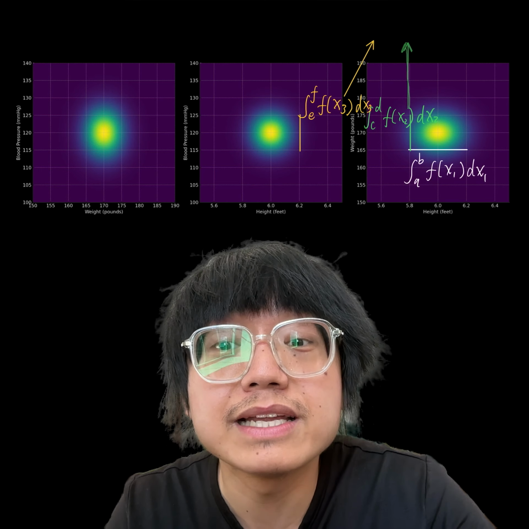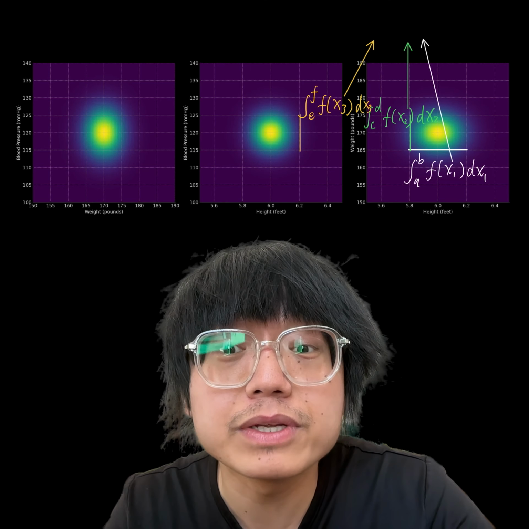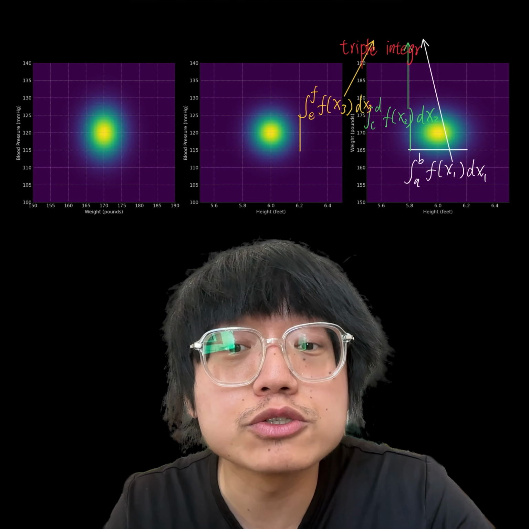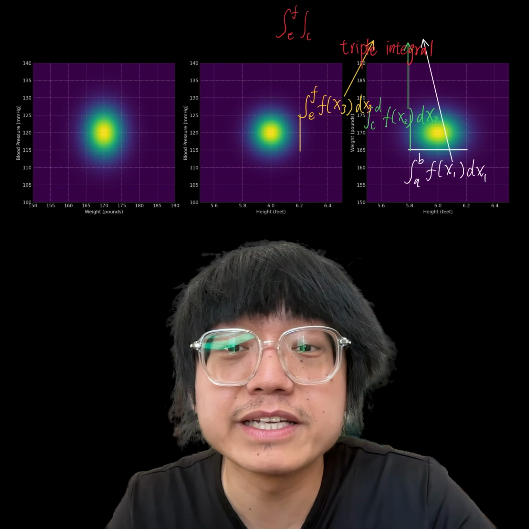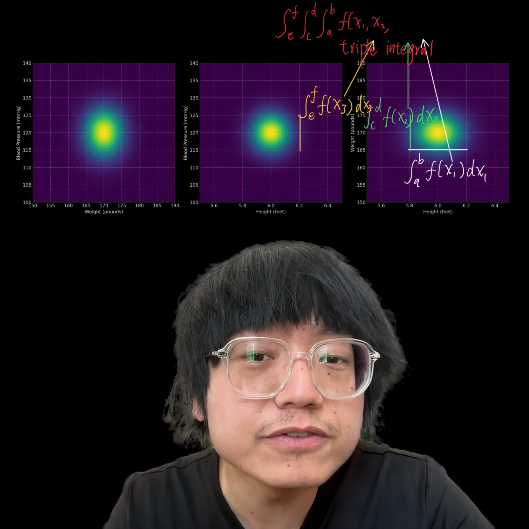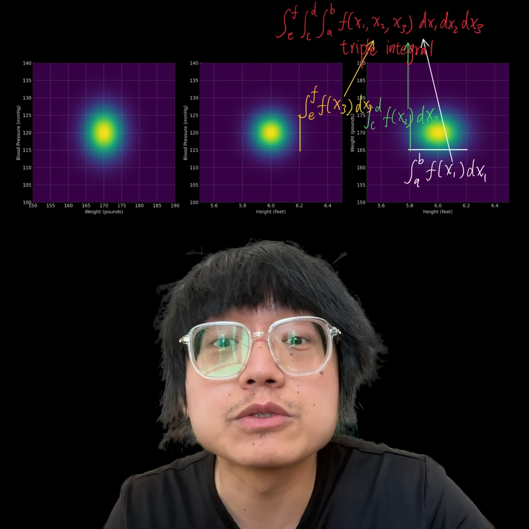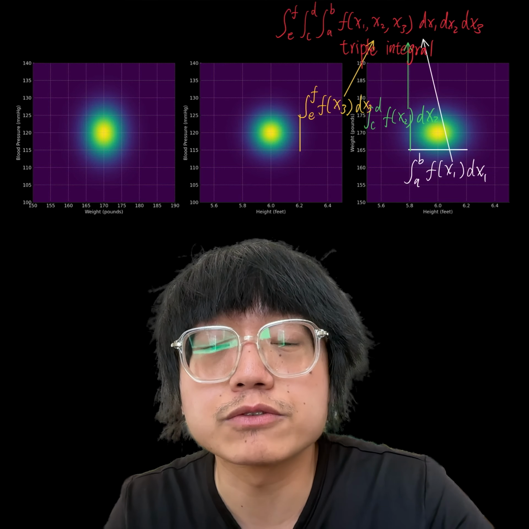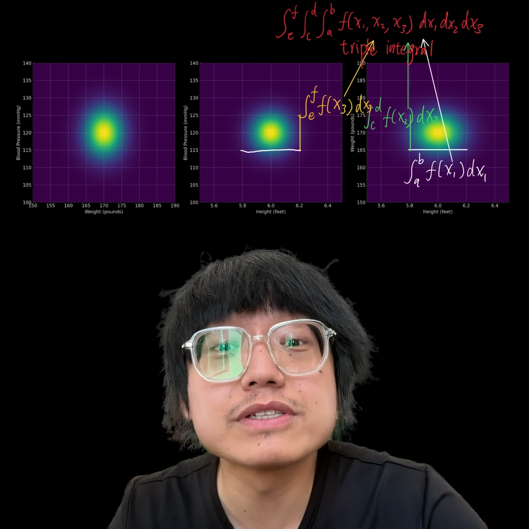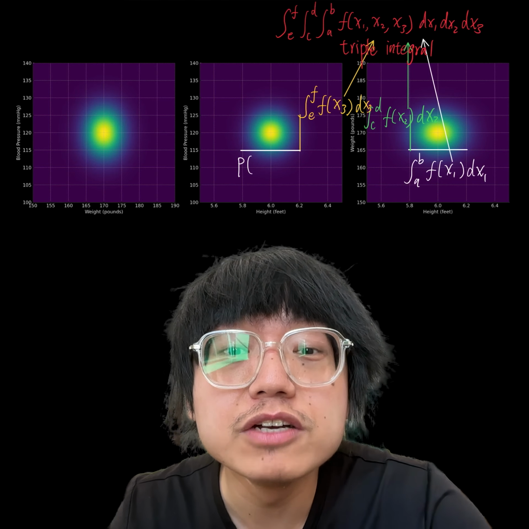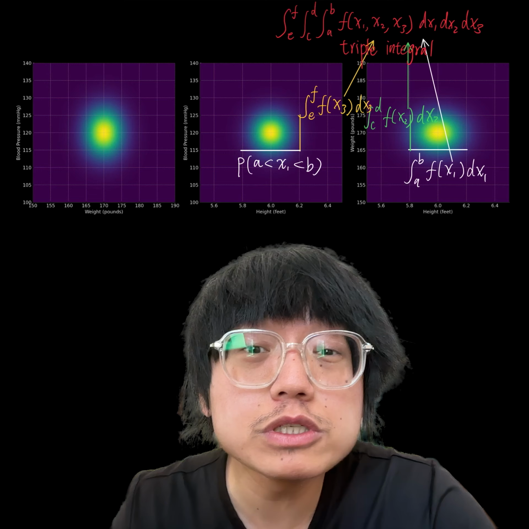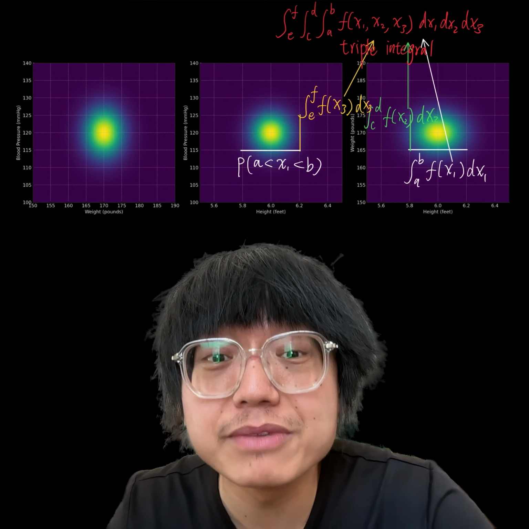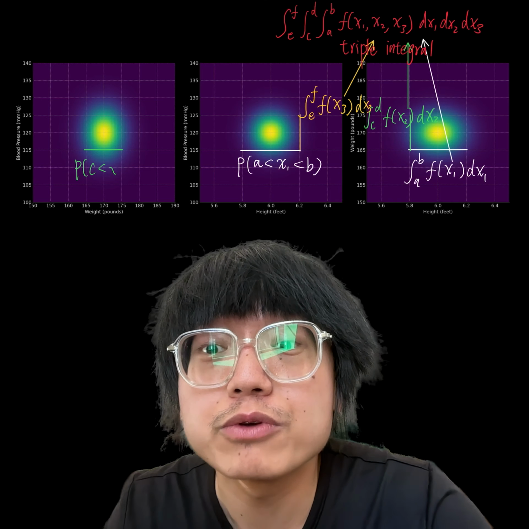So its mathematical expression is the probability of A less than x1 less than B, and C less than x2 less than D, and E less than x3 less than F, which equals the triple integral from E to F, from C to D, and from A to B of f of x1, x2, and x3 with respect to x1, x2, and x3. This triple integral integrates the probability density function over the intervals for height, weight, and blood pressure, which provides the probability that all these measurements fall within these specified ranges simultaneously.